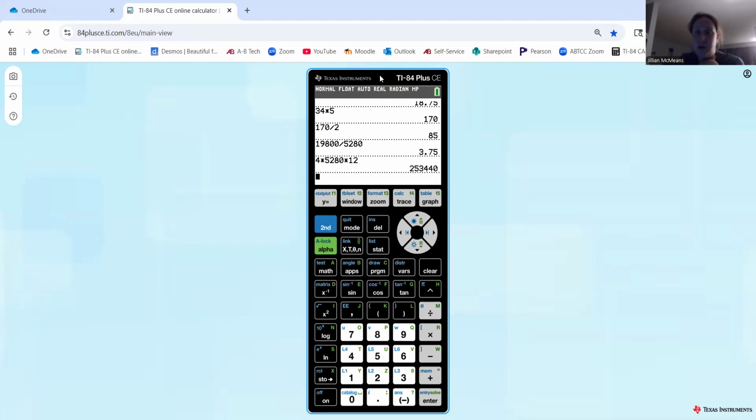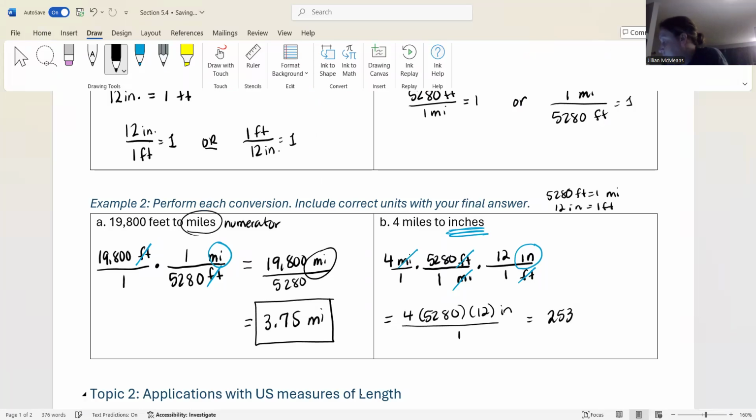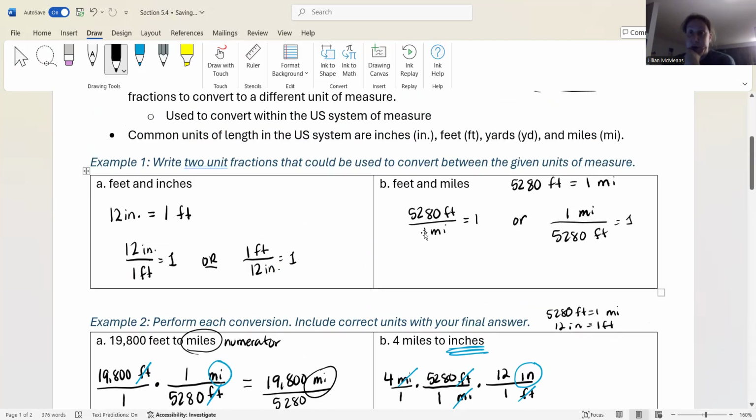253,440. So we have 253,440 what? Well, inches. So if we had 4 miles, that is equivalent to 253,440 inches. Okay. So make sure you understand how to create unit fractions.